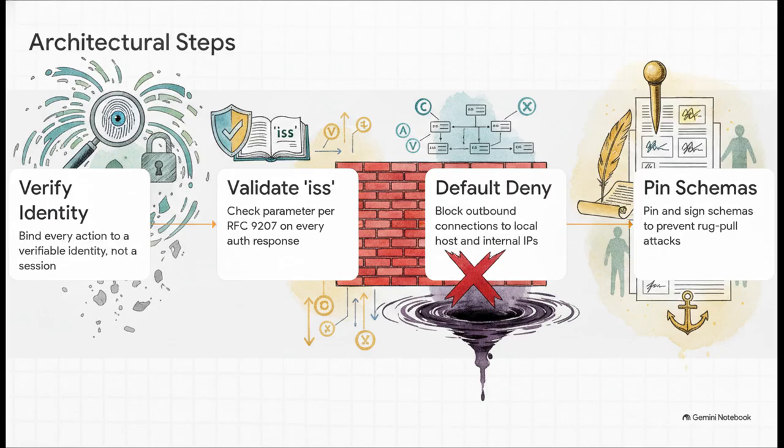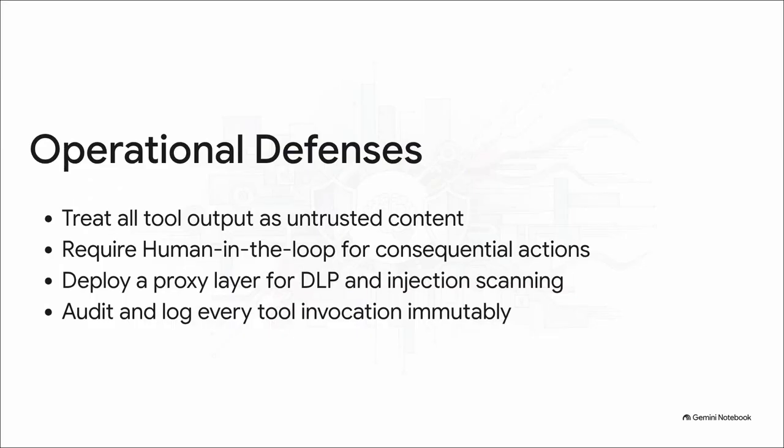And fourth, pin and sign all your tool schemas. This stops what's called a rug pull attack, where an attacker ships a clean tool, gets it approved, and then silently mutates the schema later to do something malicious. Operationally, our whole mindset around the data agents consume has to shift. Treat all tool output as untrusted content, never, ever granted system prompt level trust.